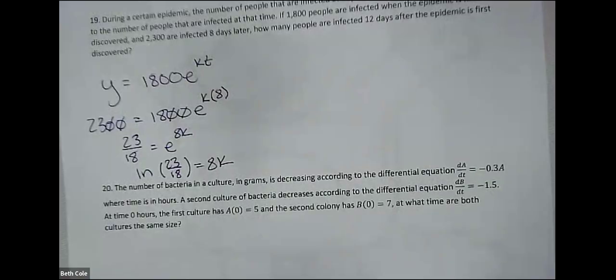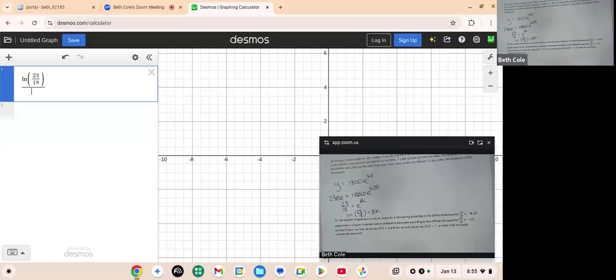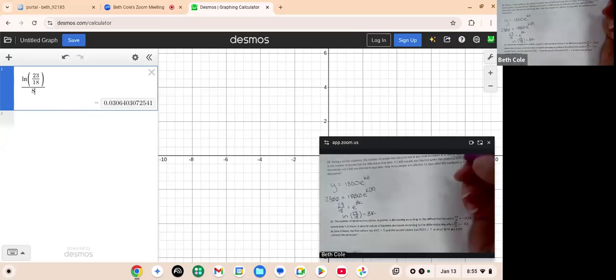So now I'm going to share my screen. We're going to come over here and we're going to type in ln 23/18 and then divide that by 8. So we get that decimal for our rate. You can notice it's positive, and that's because the amount of people being infected is increasing. I guess you can kind of see my paper here at the same time.